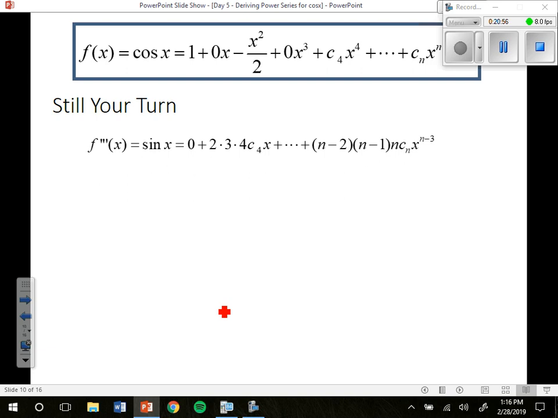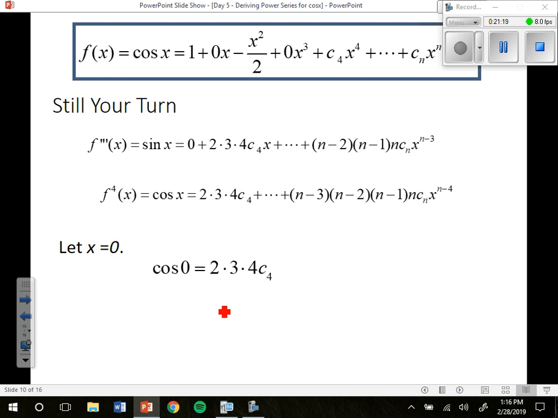What's your coefficient on x right now? 2 times 3 times 4 C4. It's not just 4 C4. Because we've brought down our power how many times? We've brought down our power 4 times. Do you see that? So we brought down the 4th power, then the 3rd power, then the 2nd power, and now the 1st power. So what's C4?